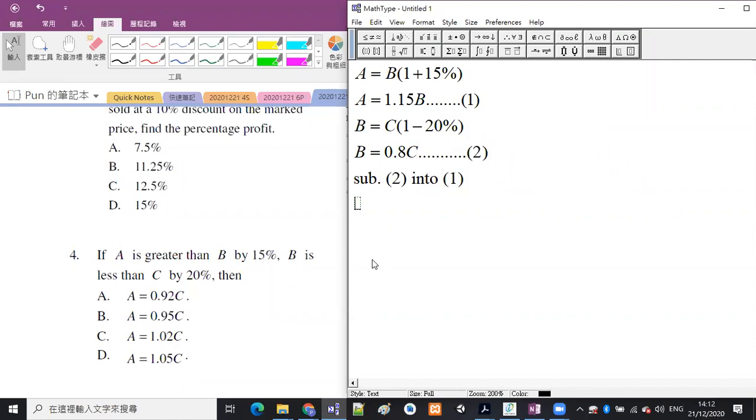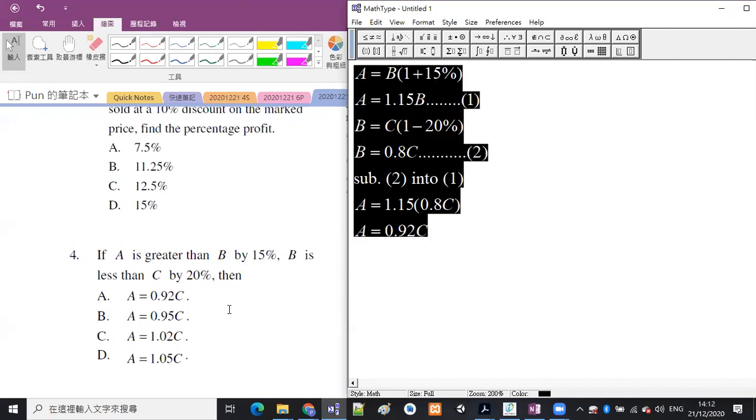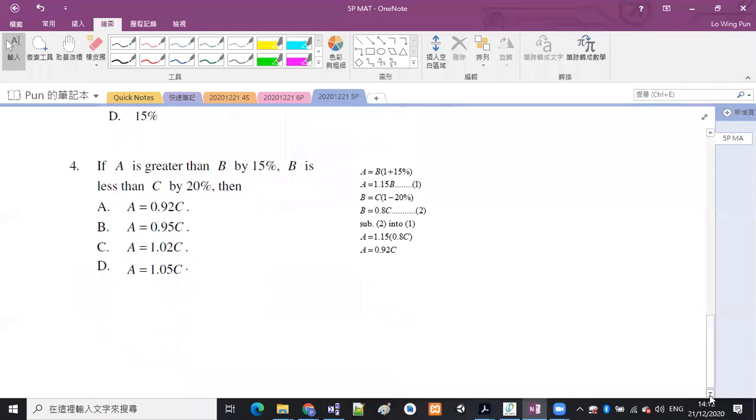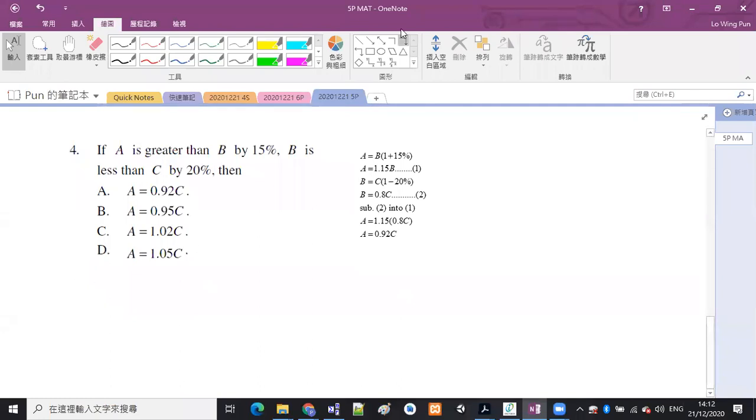Okay, so A in equation 1, A becomes 1.15B, but B is changed to 0.8C. Can you get this? So A is equal to 0.92C. Yes. So this is the answer. That is option A. Get this?